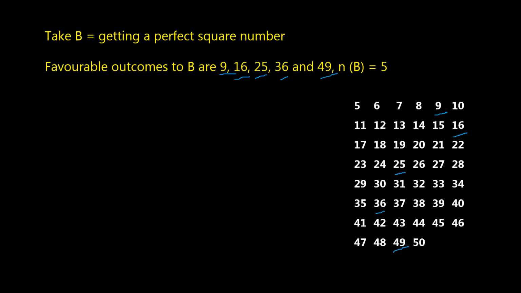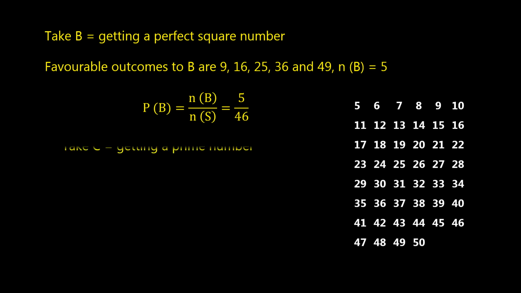Next is 7 square, that is 49, which is also a perfect square number. Therefore, in the given cards, only 5 cards will have perfect square numbers. Only 5 cards are favorable to B. That's why n of B is equal to 5. Simply identify the perfect square numbers from the sample space. Here we got only 5 favorable outcomes to B. Now apply the formula: P of B is equal to n of B by n of S, that is 5 by 46.